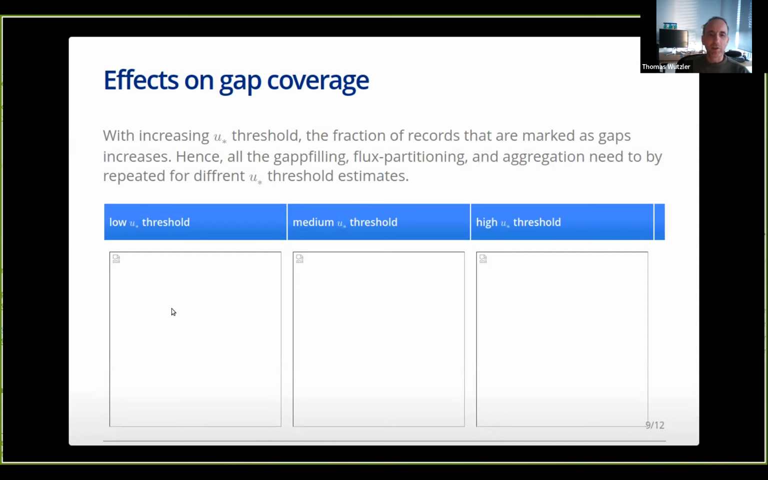Here, it should be a picture similar to the end slide of the previous part, where you have different gaps in the low, medium, and high u-star threshold pictures. So here you would see more gaps. Of course, more records have to be removed. Sometimes it reduces the coverage of your data, with more than 60% missing if you have a high u-star threshold. So there is really a lot of effect on gap filling in the processing here.